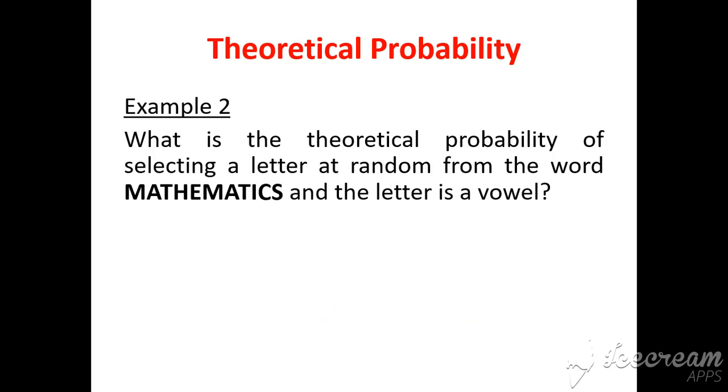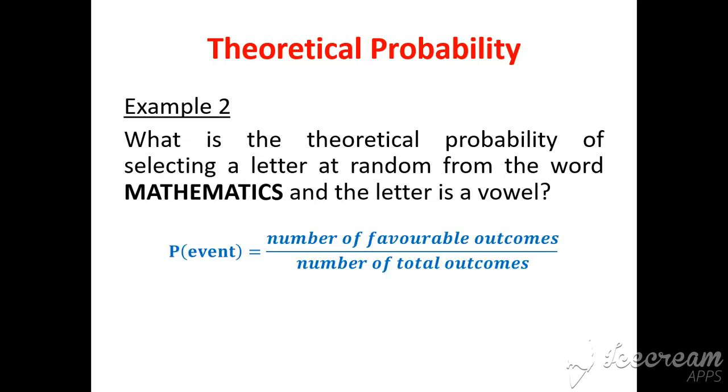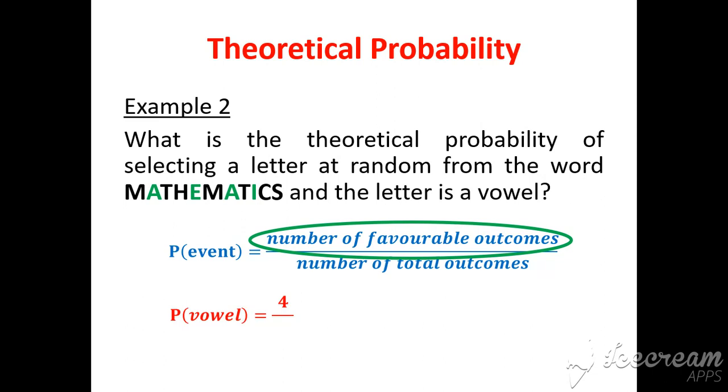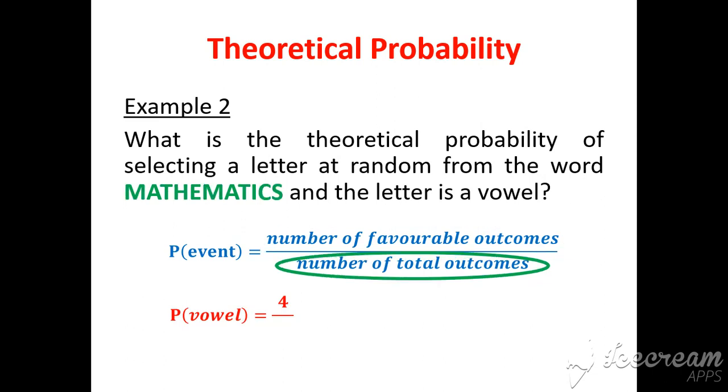All right, what about example 2? What's the theoretical probability of selecting a letter at random from the word mathematics, and the letter is a vowel? So here's our probability formula once again. We want the event to be a vowel. Now, vowels are the letters A, E, I, O, or U. So we're going to work out the number of favourable outcomes. So let's count up how many vowels there are in the word mathematics. 1, 2, 3, and 4 vowels. And the total outcome was 1, 2, 3, 4, 5, 6, 7, 8, 9, 10, 11 letters to select.